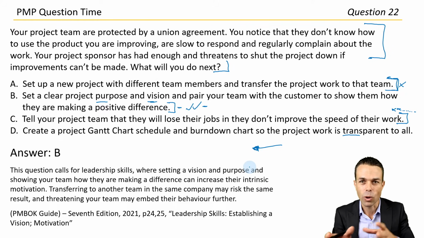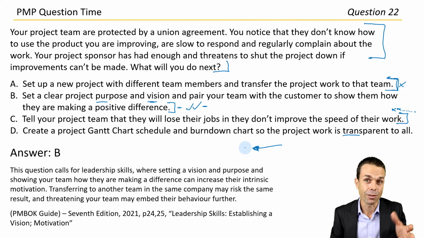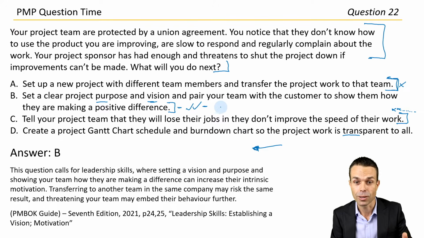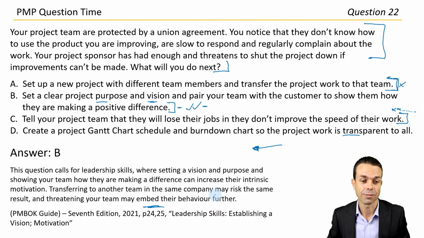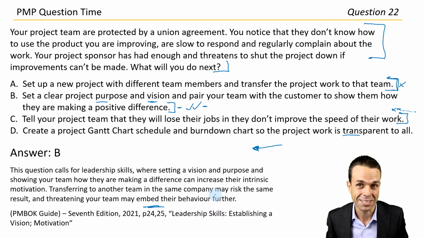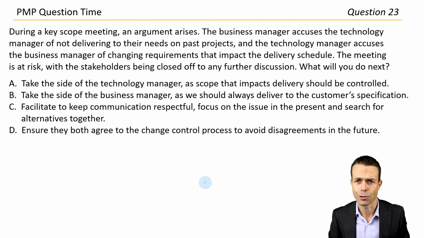We're going with these ways around, little psychological tricks. Instead of making people embed that behavior further, we're actually helping them come out of that behavior through these things, pairing with the customer, showing them how they're making a positive difference. This is actually pretty good. Page 24, 25, leadership skills, establishing a vision and motivation in the PMBOK Guide, 7th edition. There we go. All right, let's get into the next one because these are actually pretty cool.